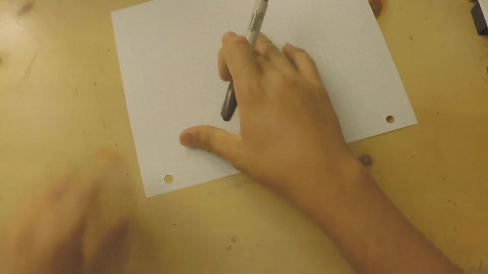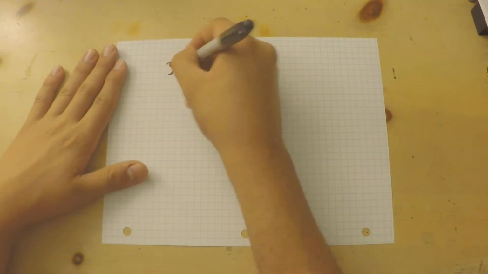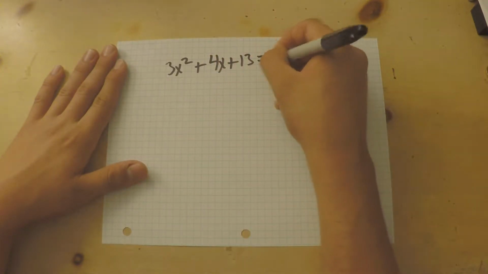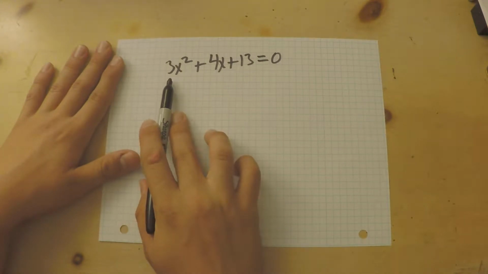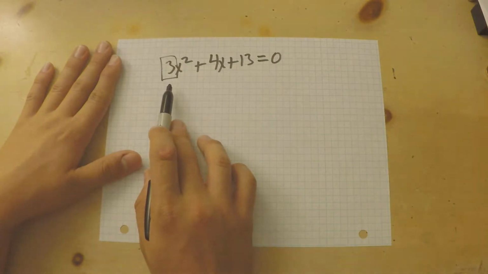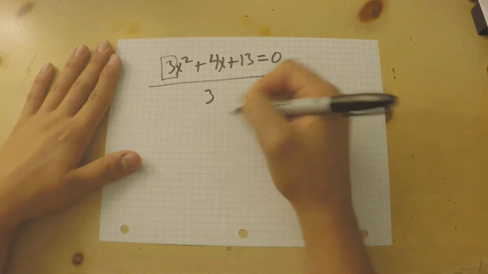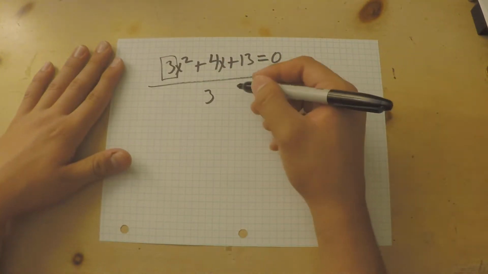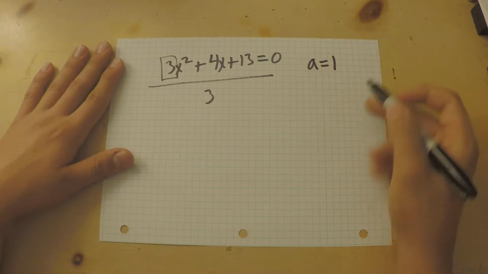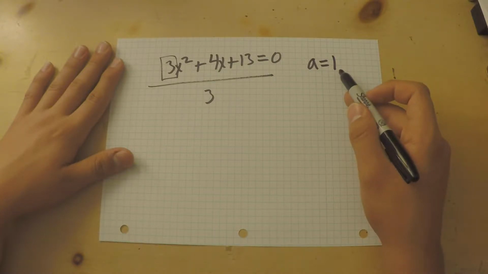The first step I like to take when solving a quadratic is to divide the entire equation by the a value. The a value is 3, so I divide the entire equation by 3. Now this step is optional if the a value is equal to 1. If the a value is equal to 1, this step is completely optional.